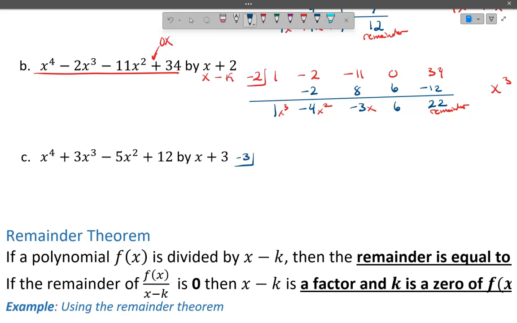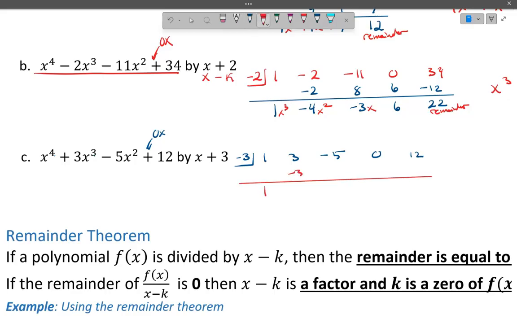We're going to set -3 in the box, and we're going to check our coefficients. I've got 4, 3, 2. I'm missing the linear term again, so I need to include a placeholder 0. So we'll have 1, 3, -5, 0, and 12.